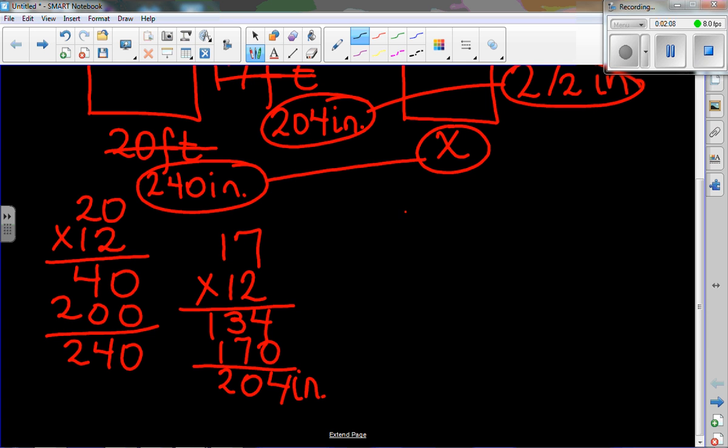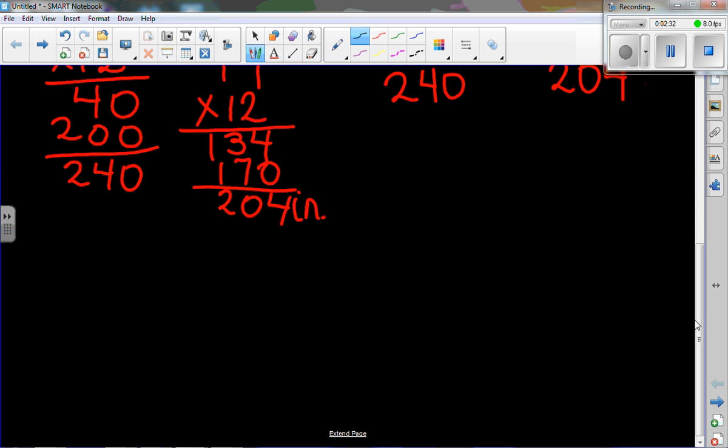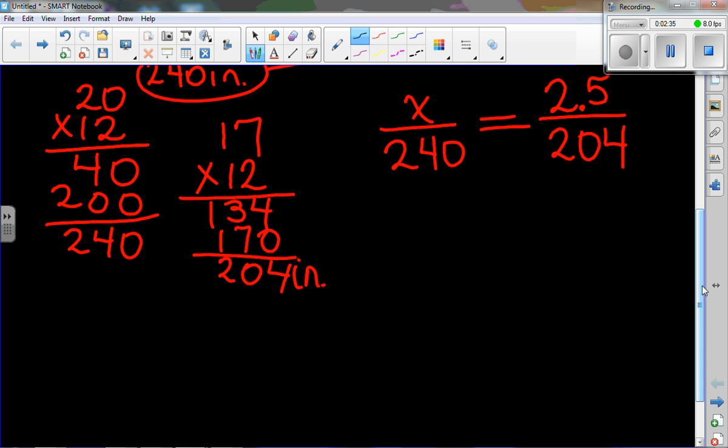We're going to compare length to width, and that gives us x to 240 equals 2.5 to 204. Now remember, there are several ways you can set up your proportion. You just have to make sure that you set it up with the proper sizes to compare. Now, solve. You can cross multiply, divide and solve, or you can use scale factor and solve, whatever way you find easiest. We're going to do cross multiplication.